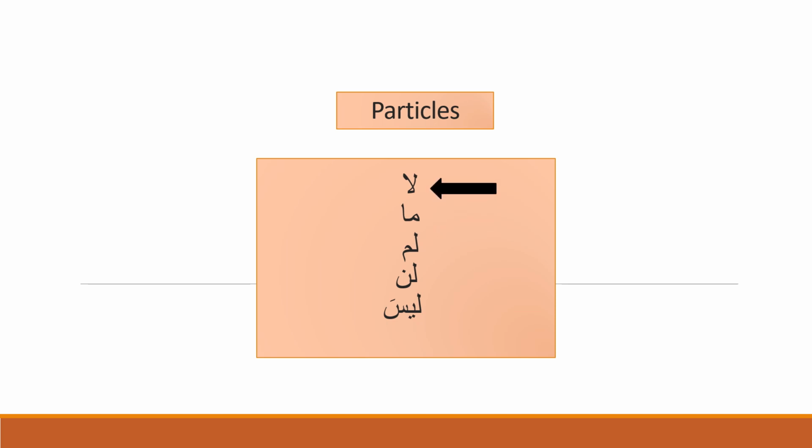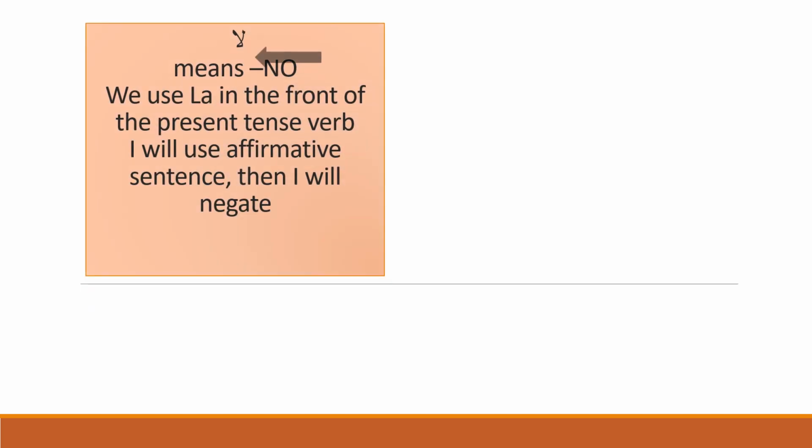So I will go over the negating particles. One of them is لا, ما, لم, لن, ليس. I will start with them one by one. I will start with لا. Again, we know لا means no, but here I'm using it to negate present tense. لا has to be in front of the present tense verb.